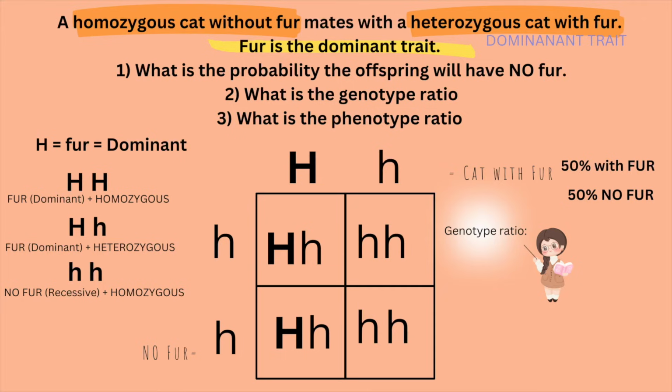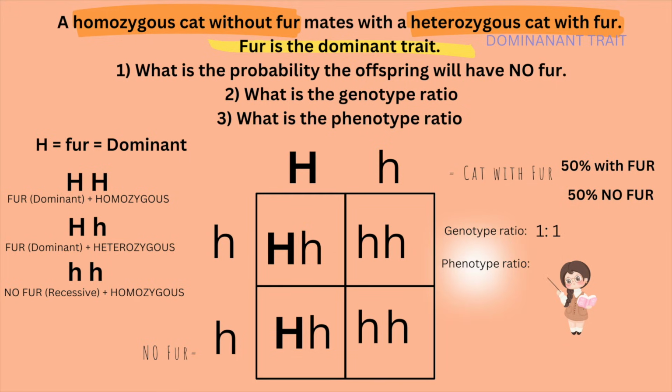Question 2, what is the genotype ratio? Genotype is referring to the different letter combinations we see. There are only 2 letter combinations here, big H, little h, and little h, little h. So the ratio is going to be 2 to 2, or we can say 1 to 1.